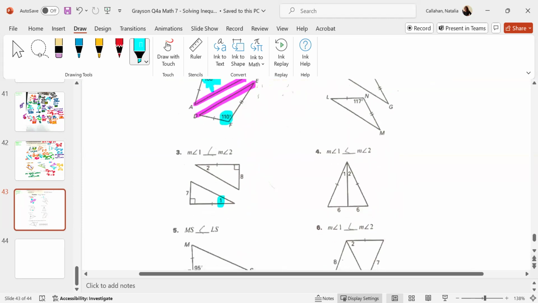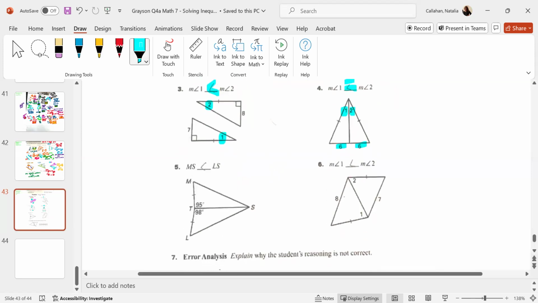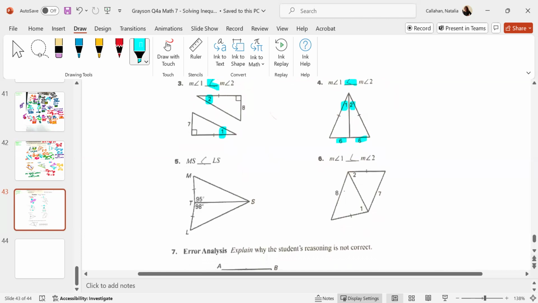Angle 1, angle 2. Well, 8 is bigger, isn't it? So angle 2 is bigger than angle 1. That's good. All right, angle 1, angle 2 do the same. Do you see how 6 is exactly the same? Why do you have a less than? It should be equal. Disappointing. All right. MS and LS, 98 is bigger, correct? Degrees, so LS is bigger. Good.